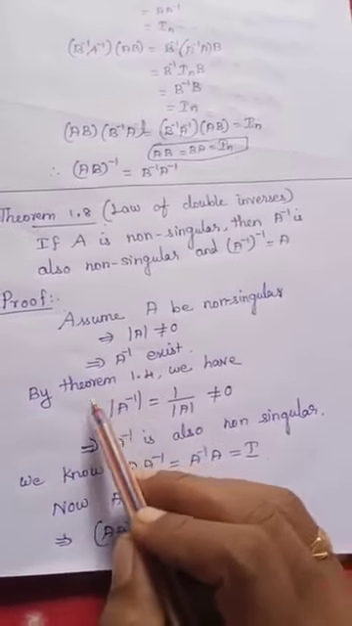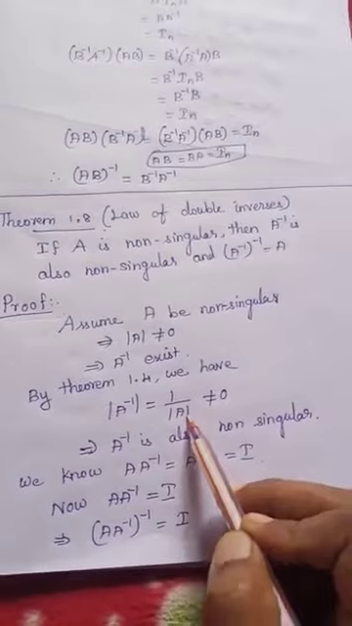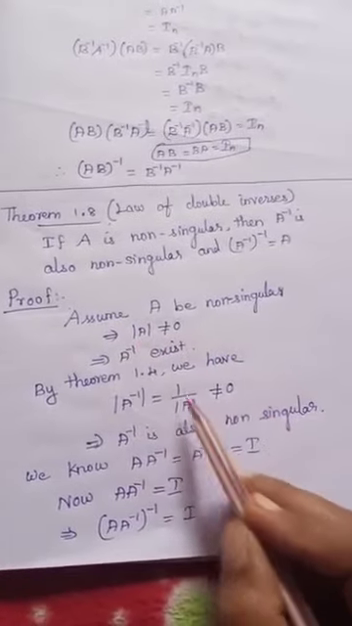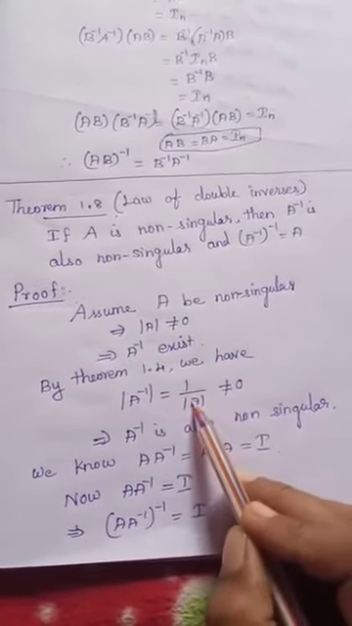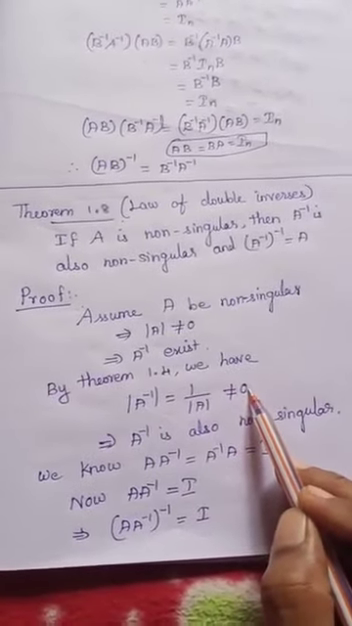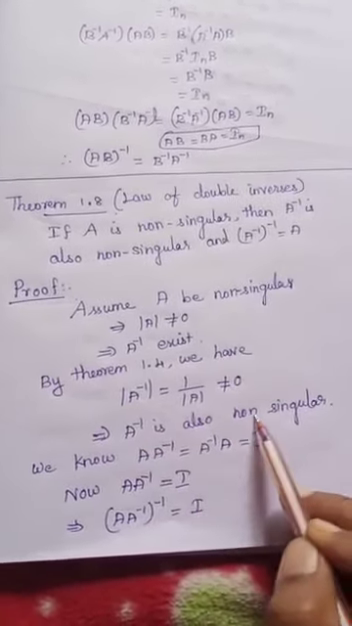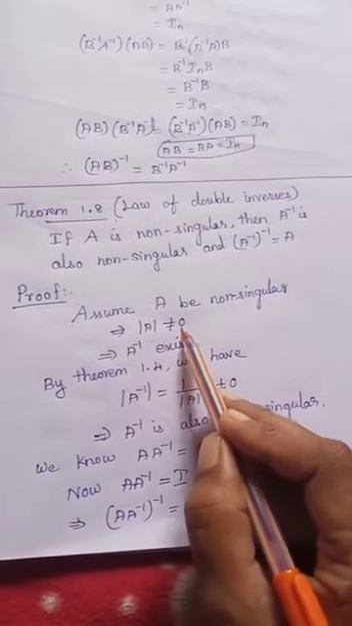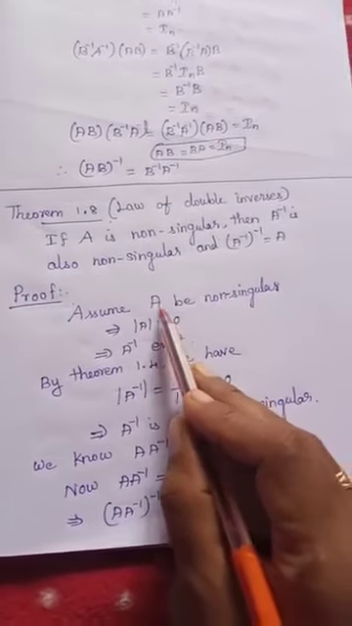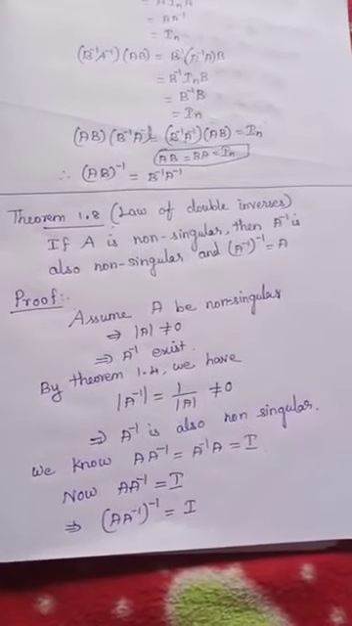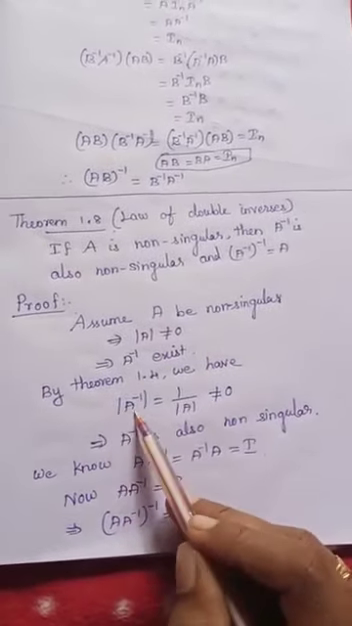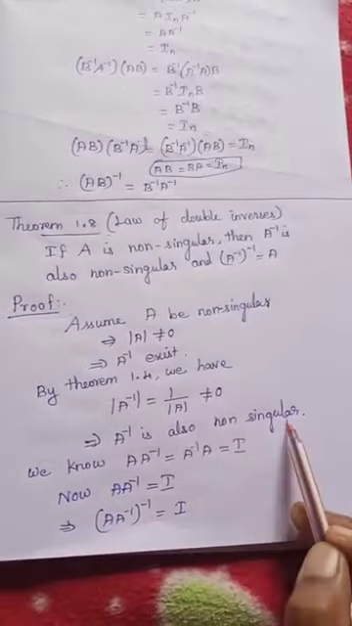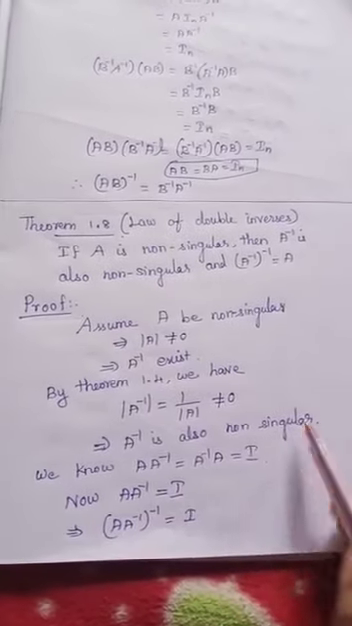The first theorem today that we learnt is determinant A inverse is equal to 1 by determinant A. Automatically this is not equal to 0, because determinant A not equal to 0 means 1 by determinant A is also not equal to 0. So, what happens? A inverse is also non-singular. Determinant A non-singular means determinant A not equal to 0. The same way, if determinant A inverse is not equal to 0, what we can say? A inverse is also non-singular. Okay, so one proof we have done.